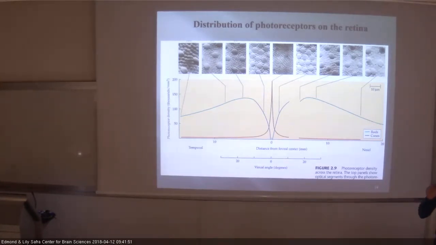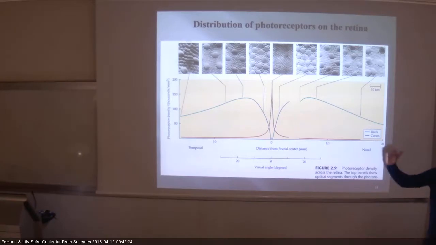So resolution is to a great extent dependent on the density of the photoreceptor array. You can see that the y-axis here is photoreceptor density, and the cones drop sharply as you move from the center of gaze out. The x-axis here is the distance from the foveal center, so 0 would be the center of gaze. And here you're talking about millimeters as you move across the eye, and you can convert this, of course, to visual angles.